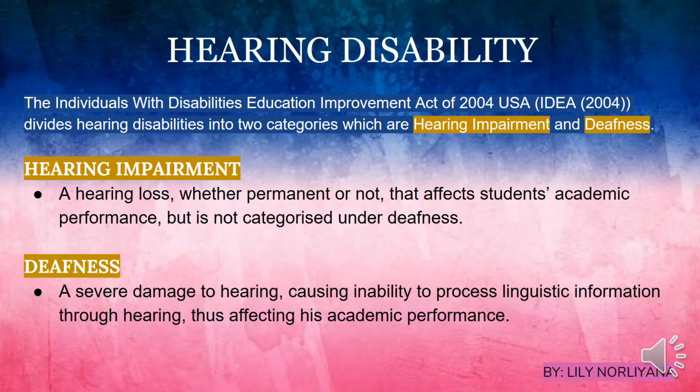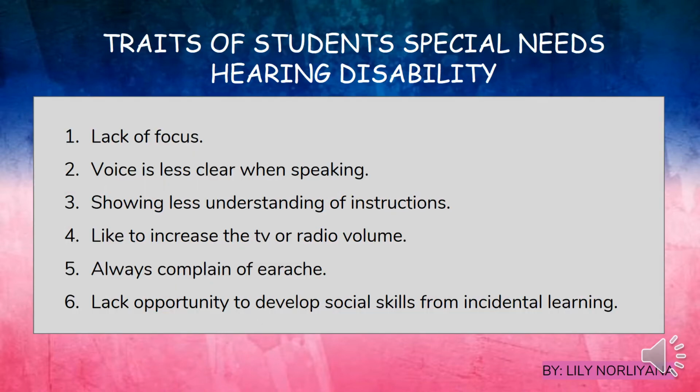Traits of student special needs for hearing disability. First, if a child cannot hear what he learns, he will lack focus in class. Second, his voice is less clear when speaking because he cannot hear his own voice. He also shows less understanding of instruction. Next, he likes to increase the television or radio volume. Then, he always complains about earache. Lastly, he lacks opportunity to develop social skills from incidental learning.